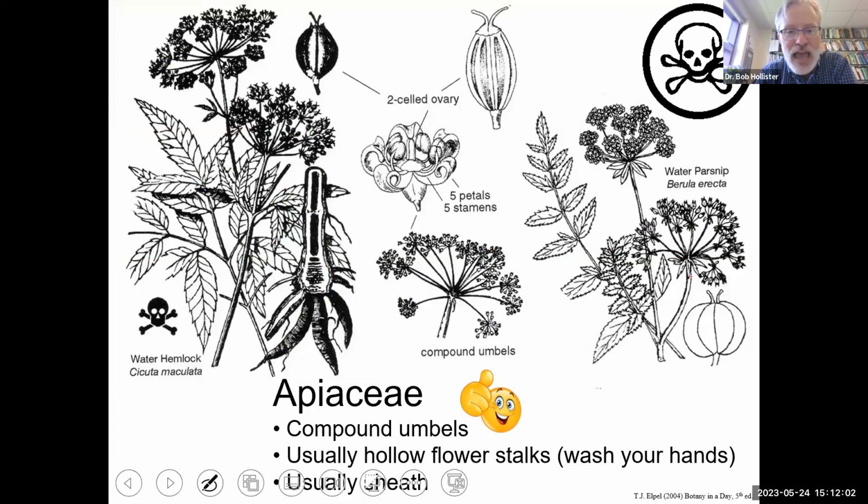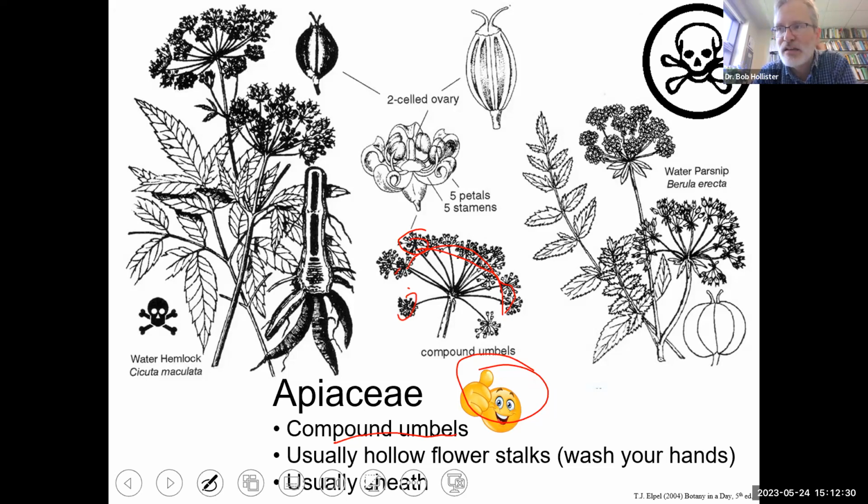All right, next one, Apiaceae. Apiaceae is an easy one. I give it the thumbs up. This one's a really easy characteristic. It's got the compound umbels, or I should just say double umbel. So there's an umbel here, and then each one of these umbels makes up an umbel. So there's an umbel of umbels. If you see an umbel of umbels, it's Apiaceae, period.